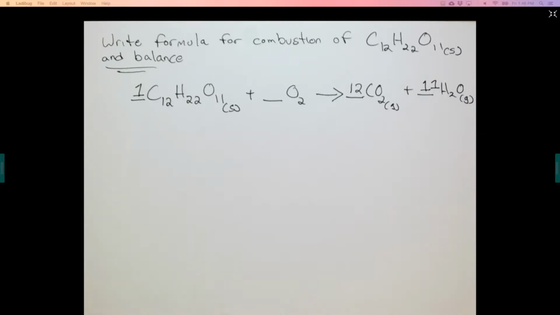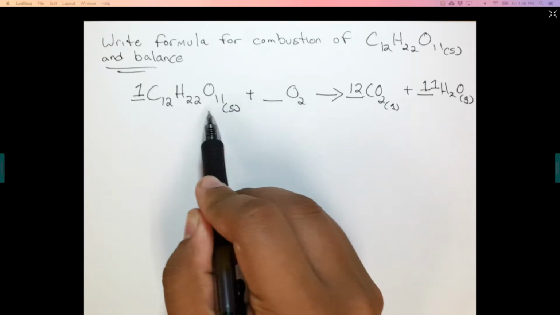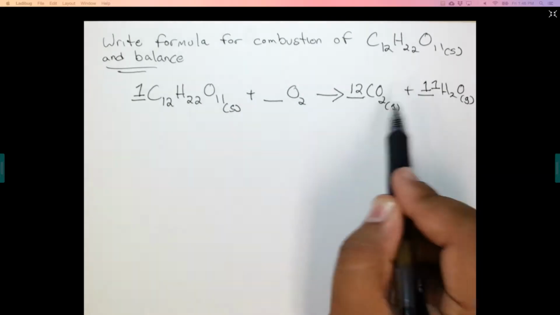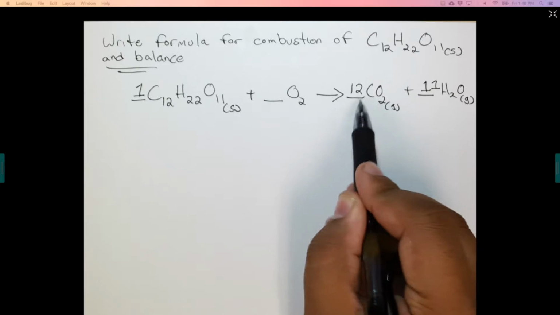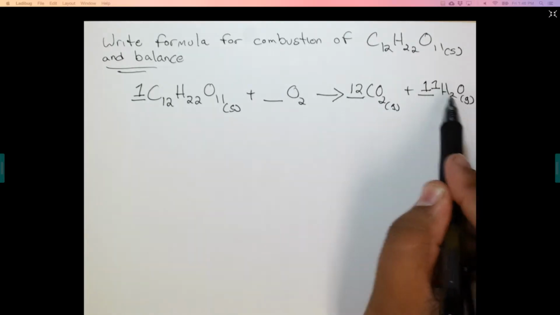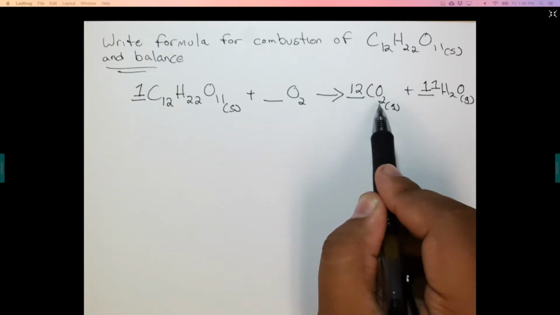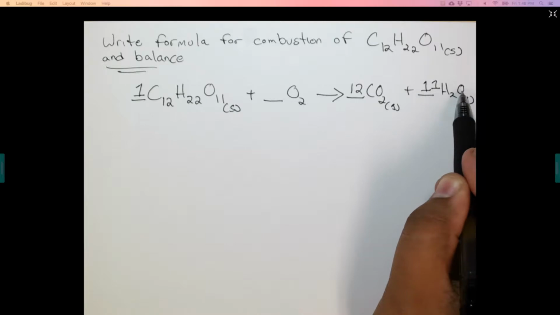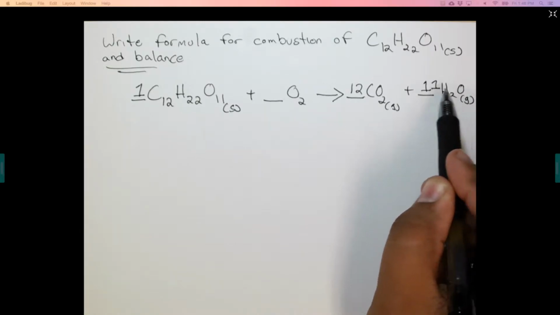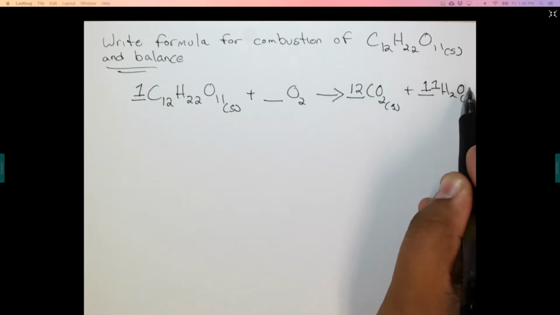Now we need to balance oxygens, and if we look, we have 13 oxygens on this side currently, and over here we have 12 times 2, which is 24 oxygens. Again, this is a multiplication. And then we have 11 times 1. So we got 12 times 2 is 24 plus 11, right? That's 35. 24 plus 11 is 35.